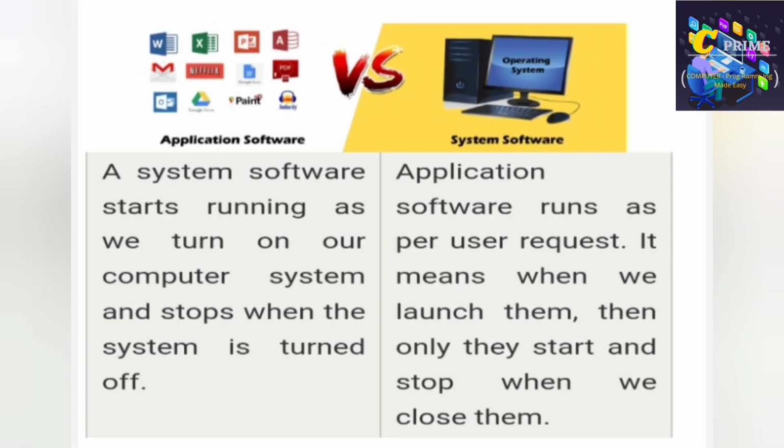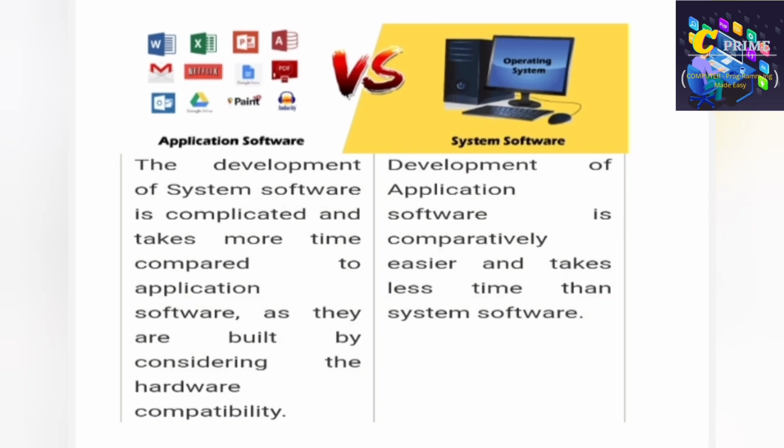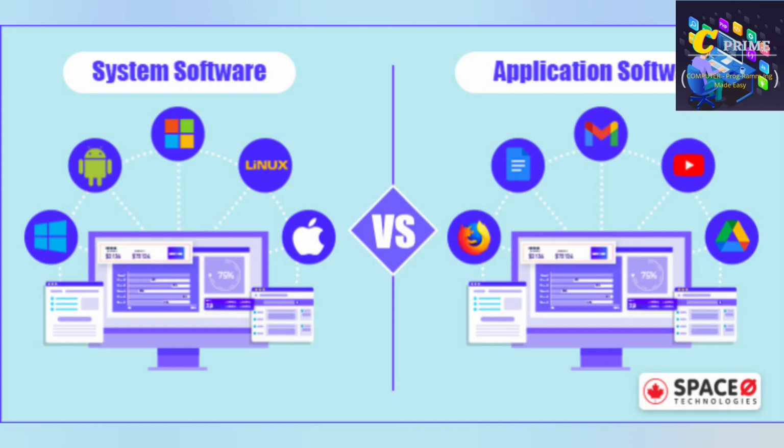System software starts running as we turn on our computer system and stops when the system is turned off. Whereas, application software runs as per user request. It means when we launch them, only then they start, and they stop when we close them. The development of system software is complicated and takes more time compared to application software, as it is built considering hardware compatibility. Development of application software is comparatively easier and takes less time than system software. These were the main differences between system software and application software.